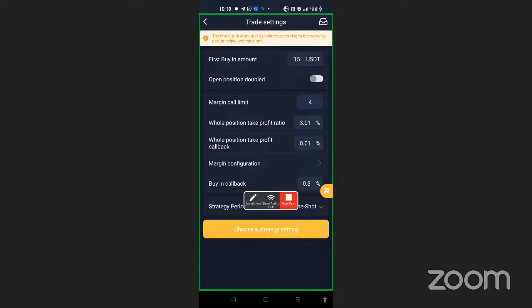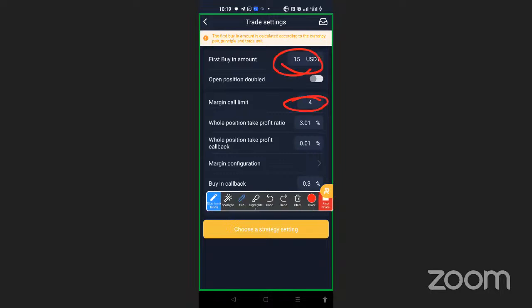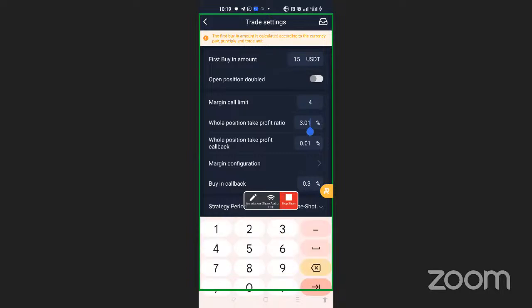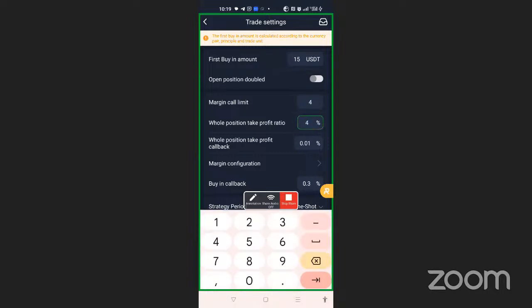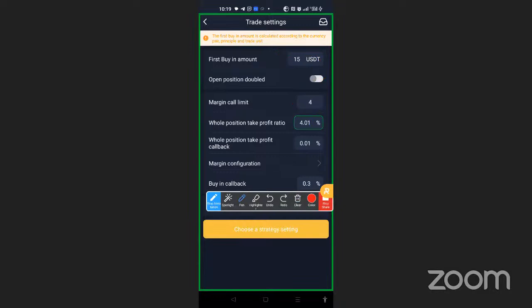Then I'll use 4 margin calls, because whatever the robot buys in the 4 margin calls, it sells at once. That is the importance of the 4 margin calls. Then I will enter my 4%. I will put 4.01 because I exactly want 4%. This means that when the market rises by 4% and tries to go down by 0.01, I want my robot to sell.